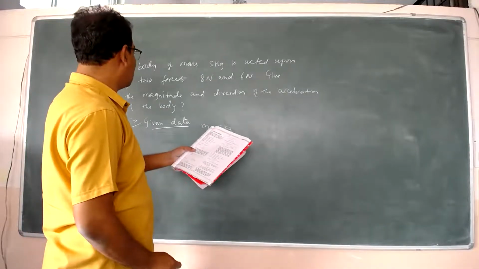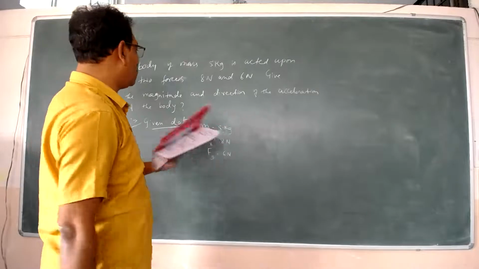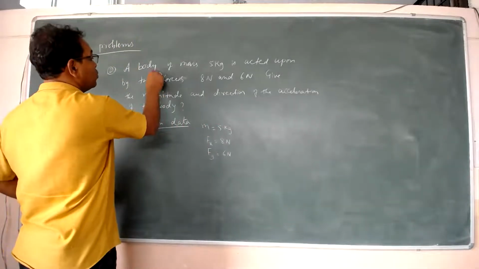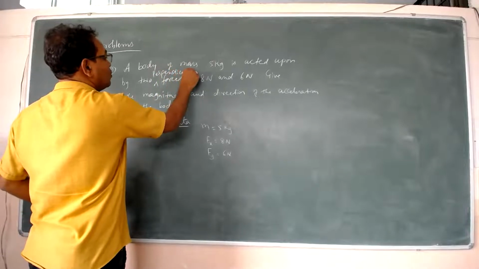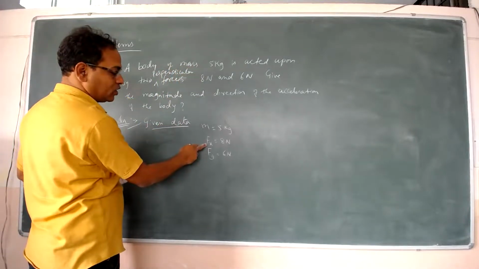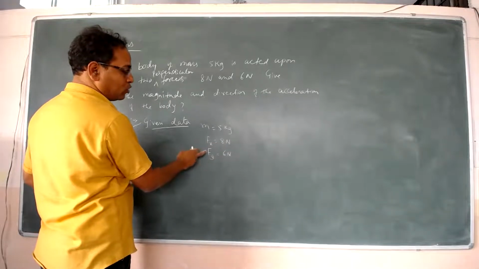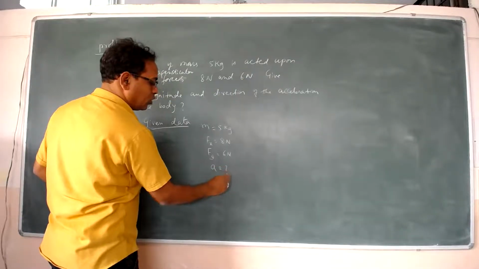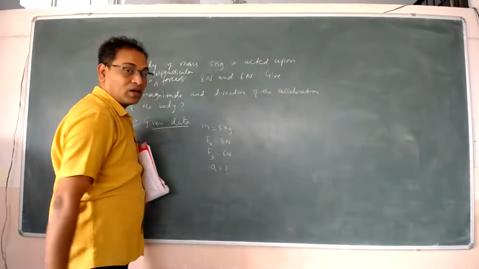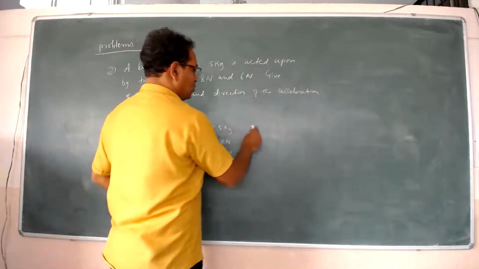So here one more thing is left, that is a body of mass 5 kg acted upon by two perpendicular forces. Perpendicular forces. That's why I have taken one is Fx, one is Fy, means along x-axis, along y-axis. Two perpendicular forces given. What is the acceleration of this body, and also the direction of this acceleration is asked. Very simple.